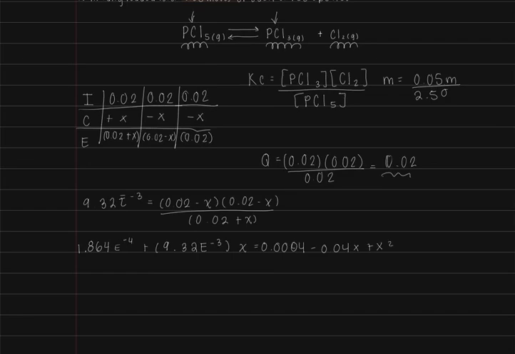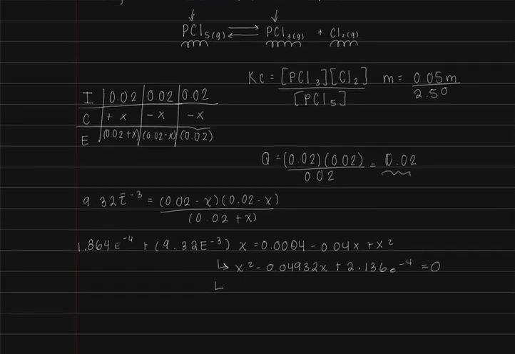Once distributed out, it's going to be x squared minus 0.0493x plus 2.136 e to the negative 4 equal to 0. So we solve for x to see that x is going to be 0.0445 or 0.0048.